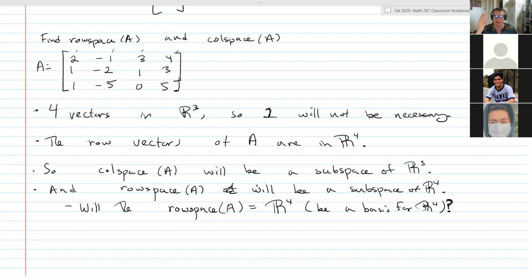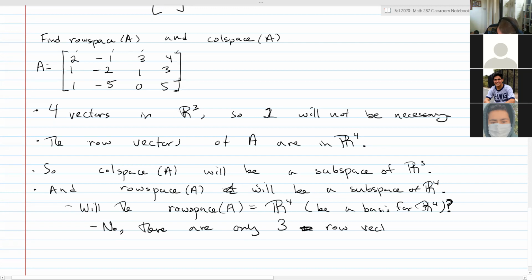Does everybody catch that? I want to be really, really clear. To give me all of a 4-dimensional vector space, I need 4 vectors. To give me all of a 3-dimensional vector space, I need 3 vectors. To give me all of a 5-dimensional vector space, I need 5 vectors. So if I don't have that many vectors, I'm not getting that entire space. That's never going to happen. So in this case, the answer is no. There are only 3 row vectors in A.